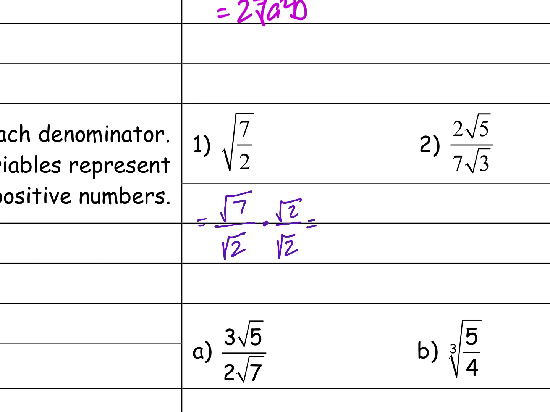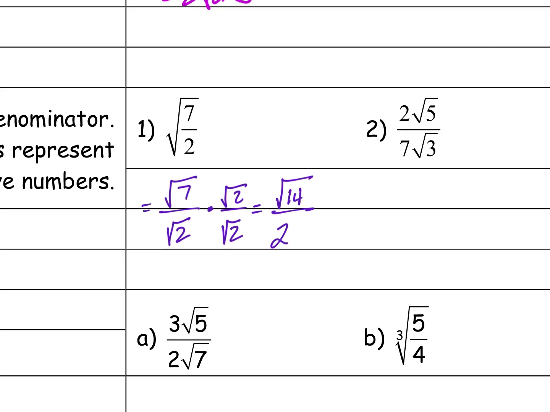So that gives me the square root of 14 in the top over, what's my denominator going to be? What's the square root of 4, which is 2. And that's why you multiply by the same square root that's in the denominator, because then it gets rid of the square root. That's called rationalizing the denominator. Okay, we're going to do it a couple more times.